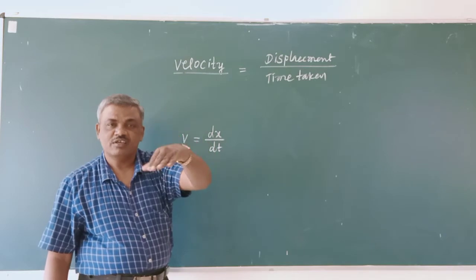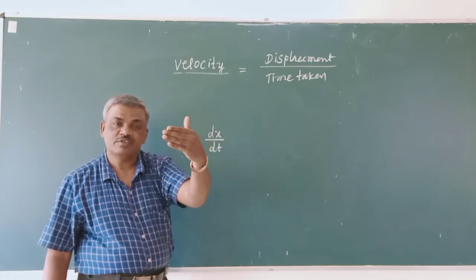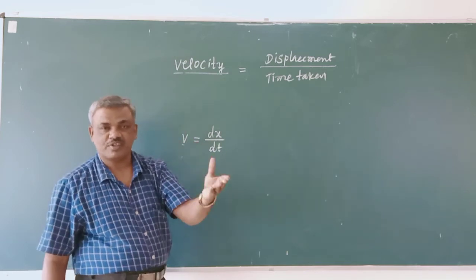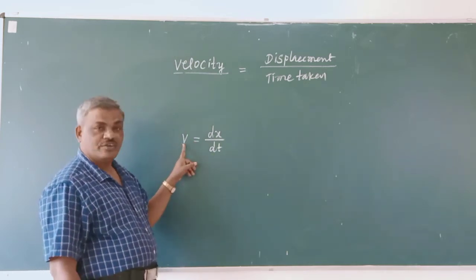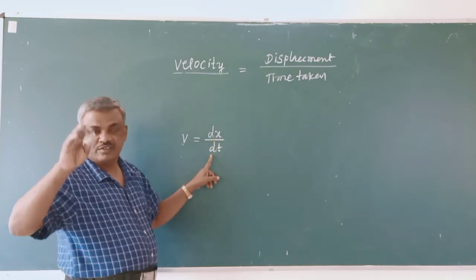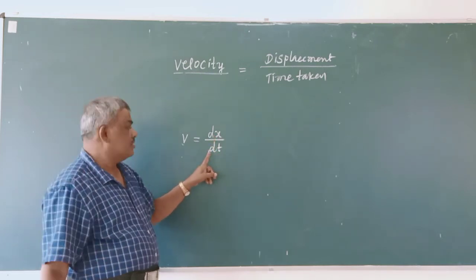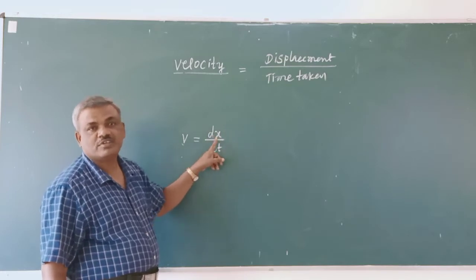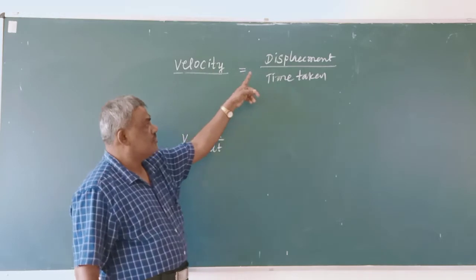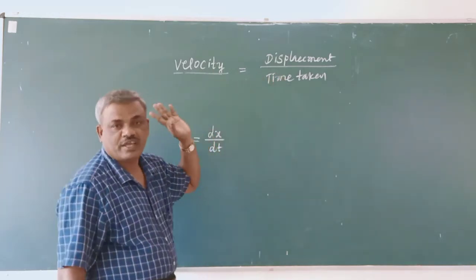Define velocity: the rate of change of displacement is called velocity. Mathematical formula: V equals dx by dt. So this mathematical symbol dx by dt represents the rate of change of displacement. This is called velocity. Velocity equals displacement by time taken.